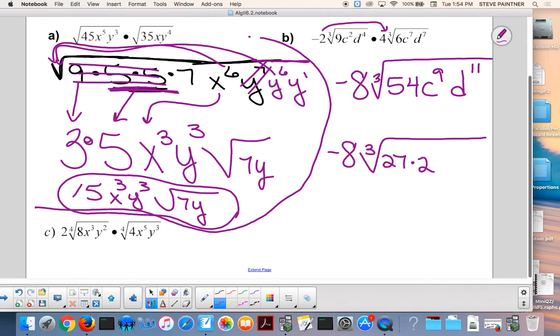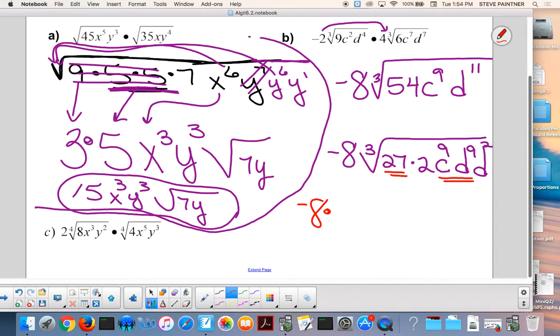Is C to the ninth a good or a bad power? That's a good power. Leave it. What about D to the 11th? No. Change it to D to the ninth times D squared. Okay? You have 3 numbers that are perfect cubes in there. The 3 numbers are this one, these 2. Okay?